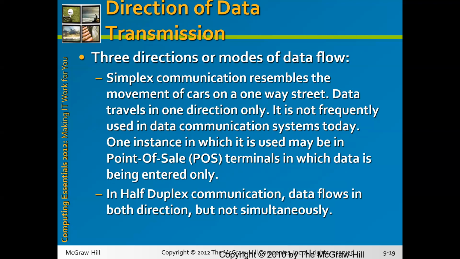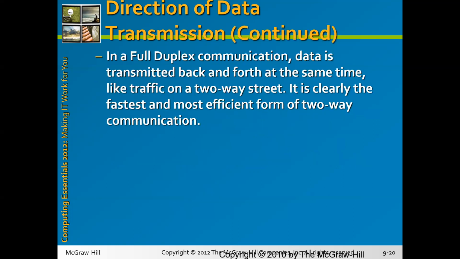In half-duplex communication, data travels in both directions but not simultaneously. That is, data flows in one direction at a time. This resembles traffic on a one-lane bridge. In full duplex communication, data is transmitted back and forth at the same time, like traffic on a two-way street. Therefore, data travels back and forth simultaneously. It is clearly the fastest and most efficient form of two-way communication.